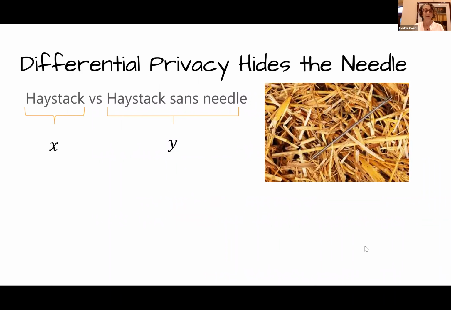And getting back to the needles and the haystack, differential privacy by definition hides the needle, because these two data sets, X and Y, the haystack versus the haystack without the needle, are adjacent. And when we made this definition, we felt it was extremely important to protect outliers, that outliers are in fact often the ones most in need of protection.